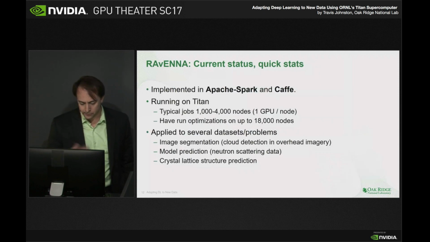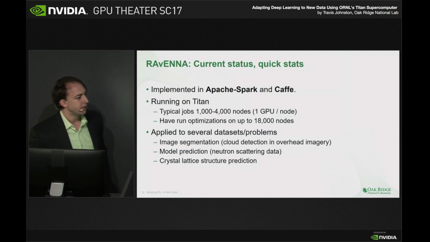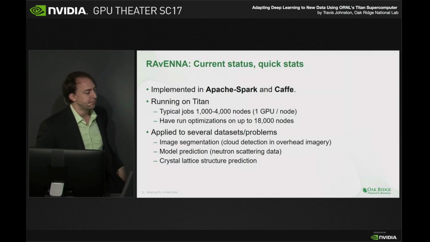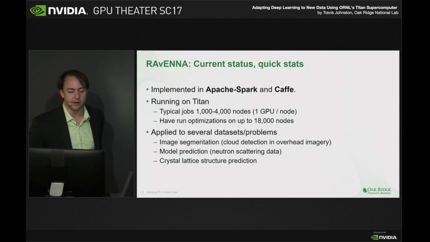So the first framework is RAVENNA, and that's actually implemented in Apache Spark right now. It uses Caffe as the backend for training neural nets, and we have that running on Titan. We've done it up to 18,000 nodes of Titan, so it's by far the largest Spark cluster in the world. I think the second largest is Tencent in China, I believe. It's about 8,000 nodes. And in our typical jobs, we run 1 to 4,000 nodes.